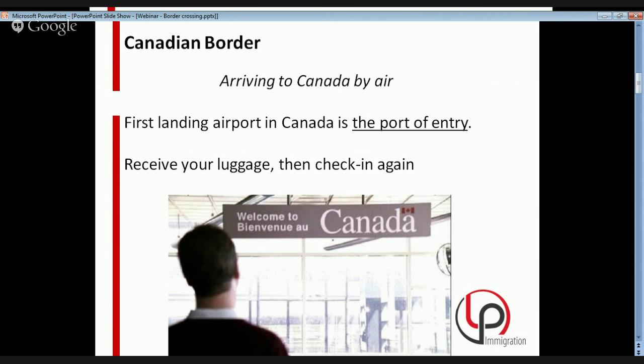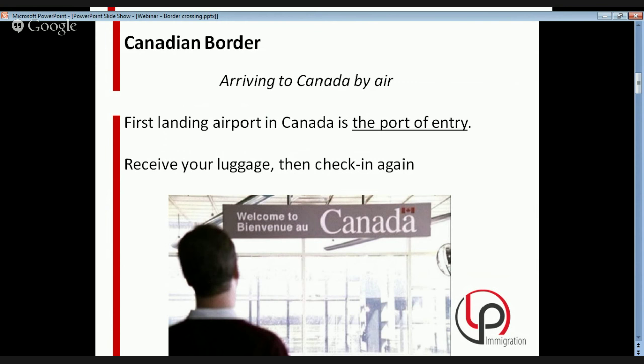So once again, your first landing place, your first landing airport in Canada would be your port of entry. This is where you would be crossing Canadian border. And not only you will cross the border at the port of entry, all of your luggage, including carry-on and checked luggage, will be formally crossing the Canadian border with you at that airport. So here's the first advice for today.